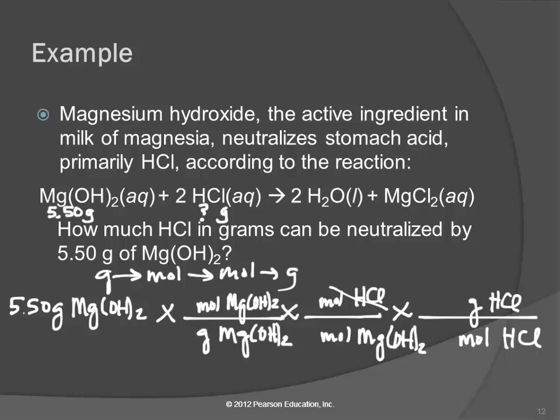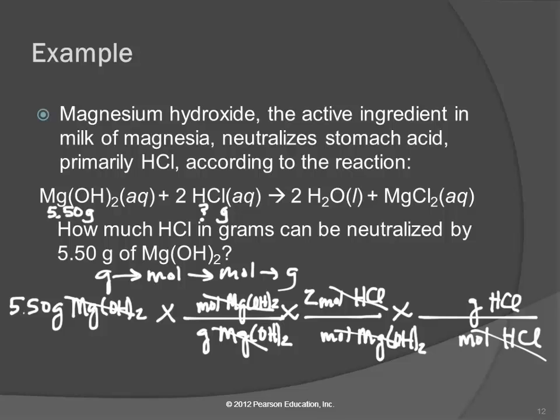So moles of HCl cancel moles of HCl. Moles of magnesium hydroxide cancel moles of magnesium hydroxide, and grams cancel grams. You can fill the numbers in any order that you want. I think it's always nice to start with the easy one. The easy one is in the middle. What number is in front of HCl in that equation? It's a 2. So we put the 2 in front of HCl.